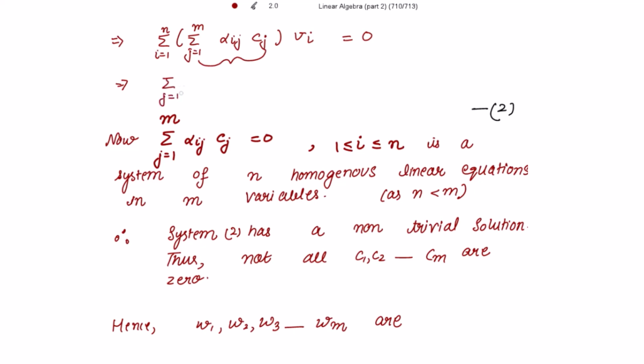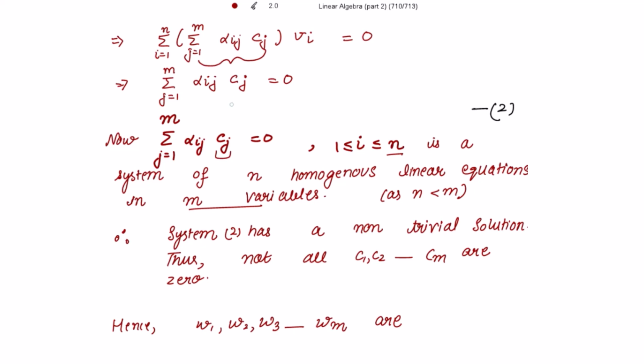So writing these homogeneous equations, equal to 0. So now this is equal to 0 and i is from 1 to n. This is a system of n homogeneous linear equations, right? n homogeneous linear equations in m variables. Every time I say that, Cj denotes the variables, right?